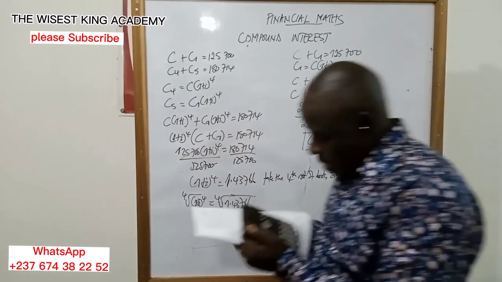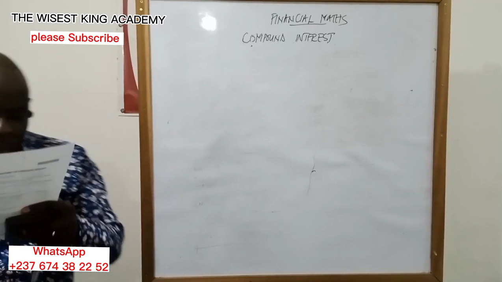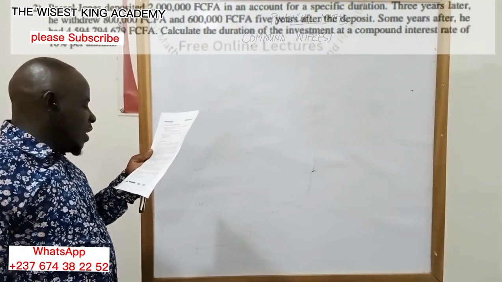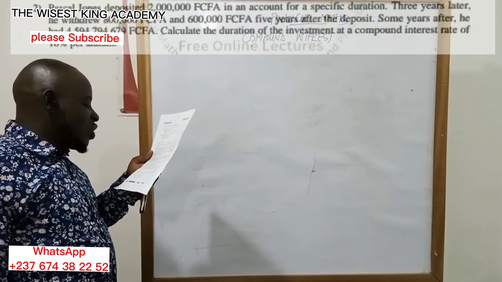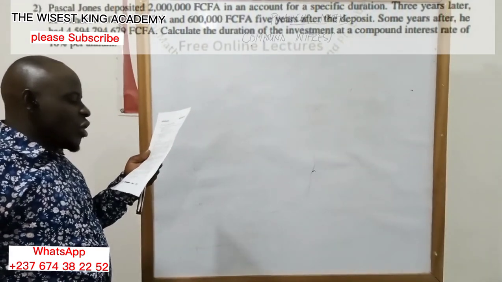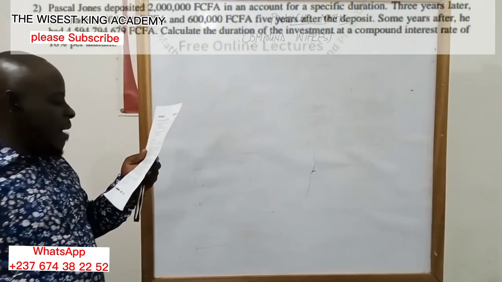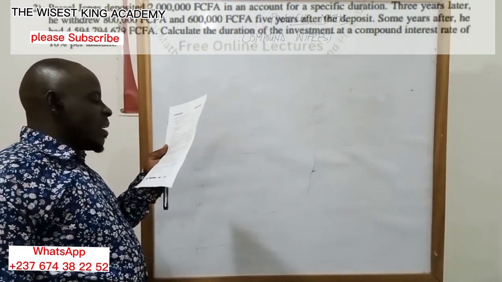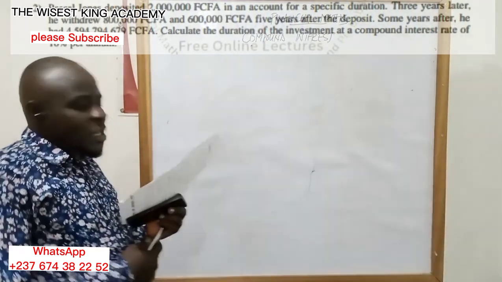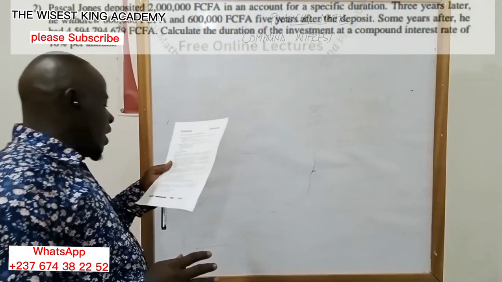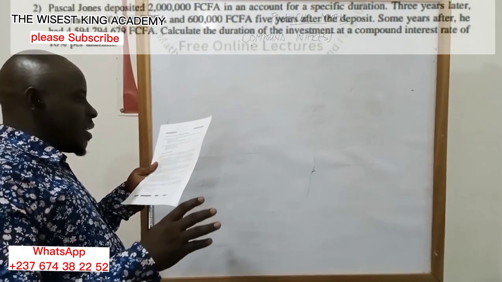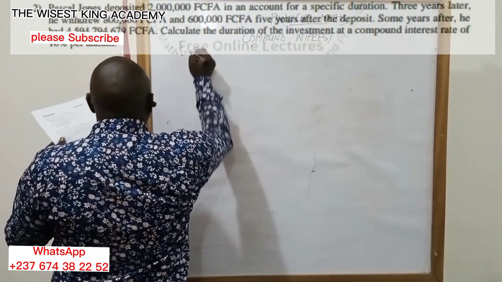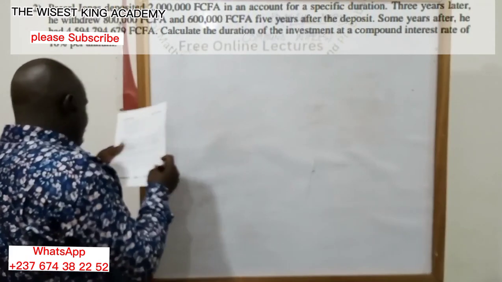That's question number 4. Paul Jones deposited 2 million francs in an account for a specific duration. 3 years later, he withdrew 800,000 francs and 600,000 francs 5 years after the deposit. Some years after, he had 4,594,794.679. Calculate the duration of the investment at a compound interest rate of 10% per annum. Let me just put i equals 0.1. That's 10% per annum, right?